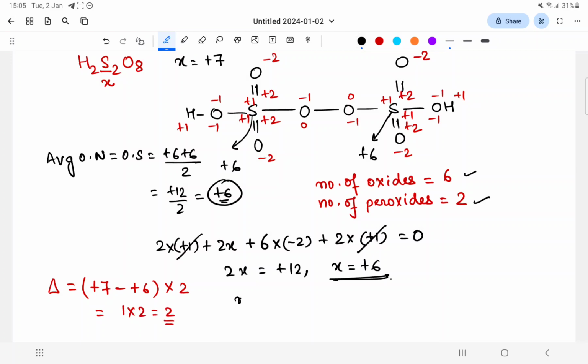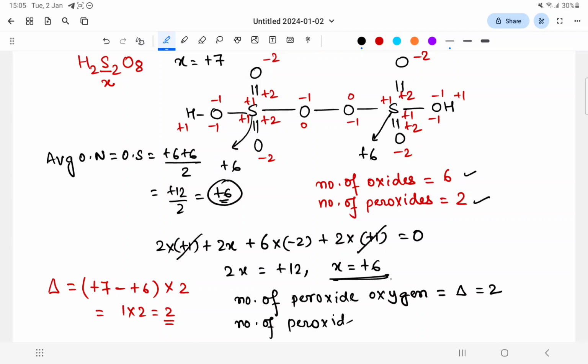So if I ask you how many peroxide oxygen atoms there are in this, you will for sure say delta, that is 2. And how many peroxide linkages are there? Tell me fast. Delta by 2, which is 1. We have already proved that. Now with the help of this, you can draw the structure.